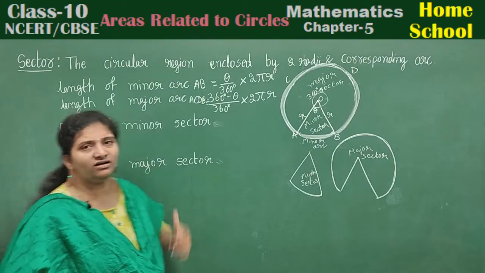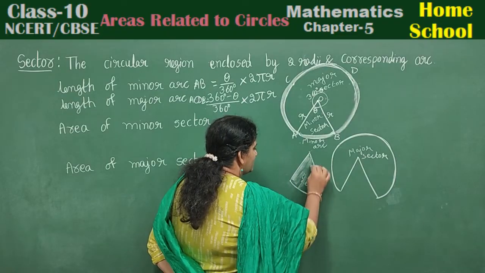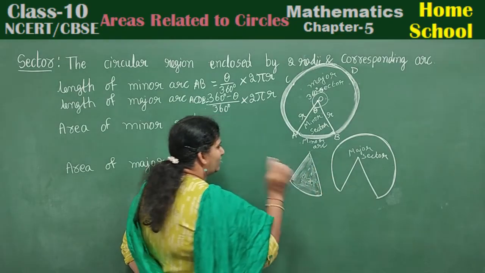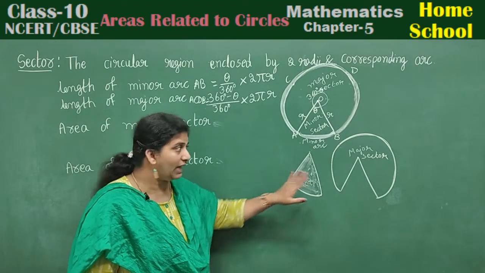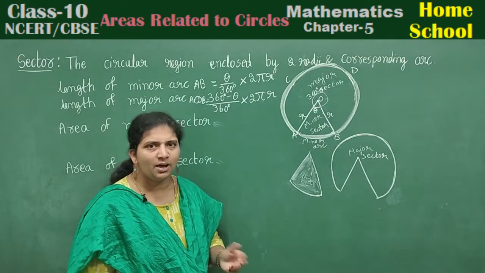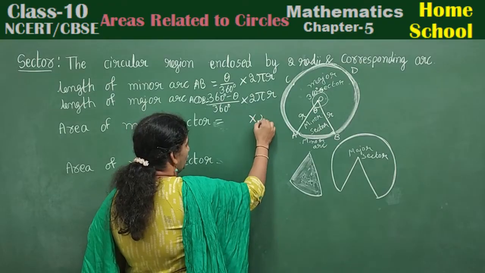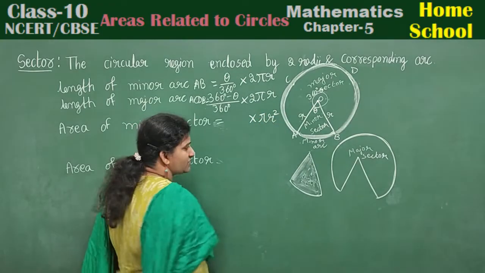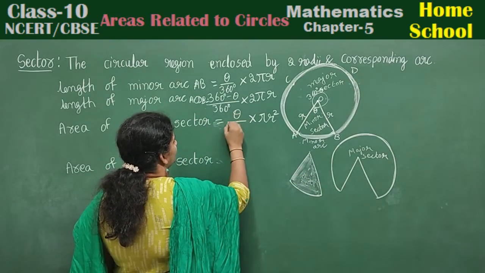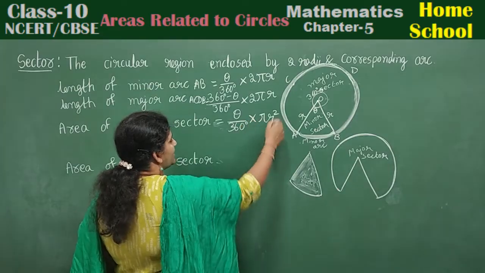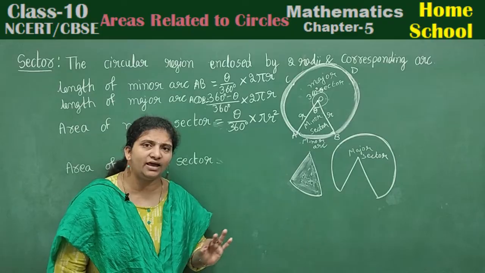Area of minor sector. Now we are talking about the area. Area means complete this part you need to find. What is the area of this one, children? I am talking about the area. Area of a circle is pi r square, right? Is equal to, into area of a circle pi r square, and what is the angle there in minor sector? Theta. Theta by 360 degree into pi r square. That's it. Very simple. Have to remember the area and length.